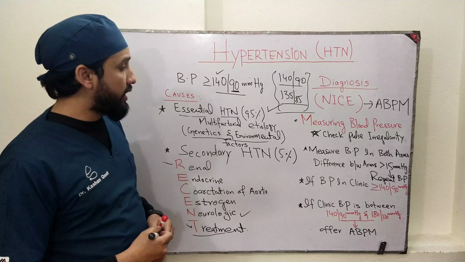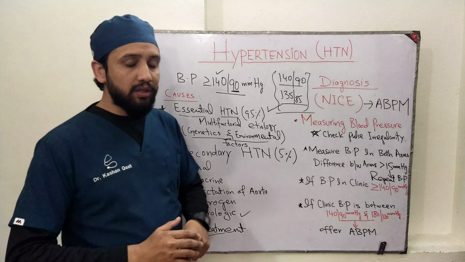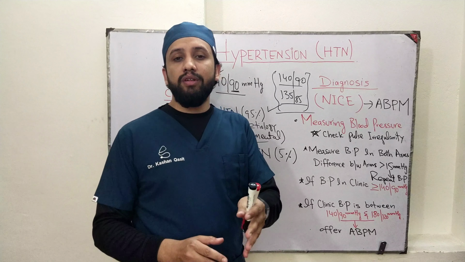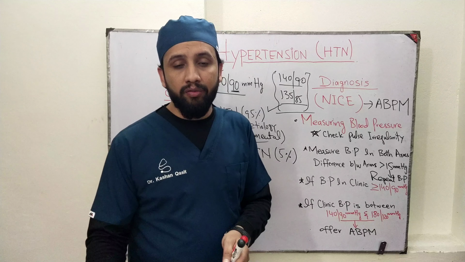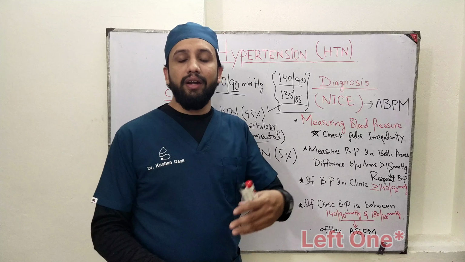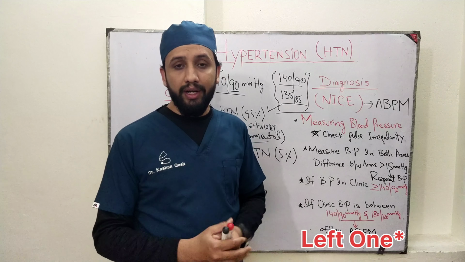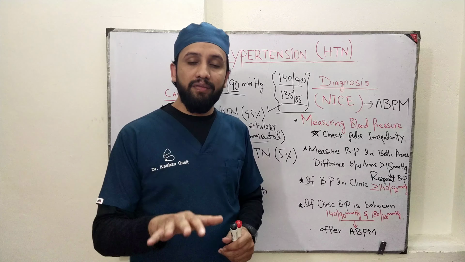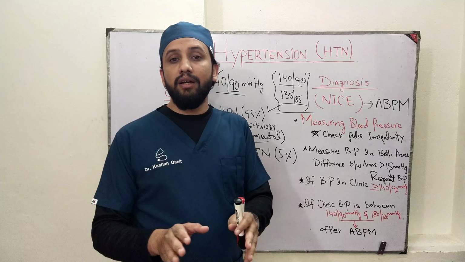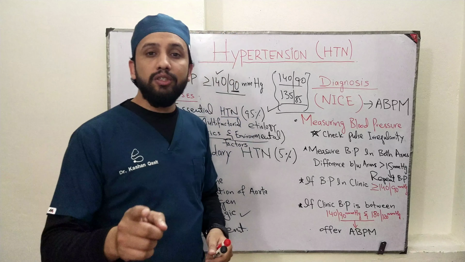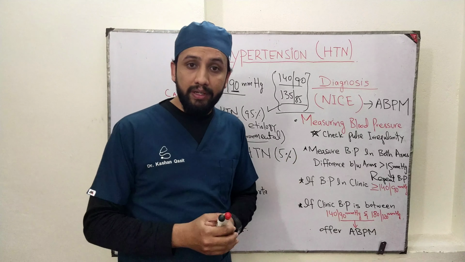The second point is measuring blood pressure in both arms. If the blood pressure in the right arm is, for example, 130/80, and the left arm is 145/80, then there is a difference between both arms. If there is a difference, then there is a reason for that. So always look for the cause of the difference in blood pressure.